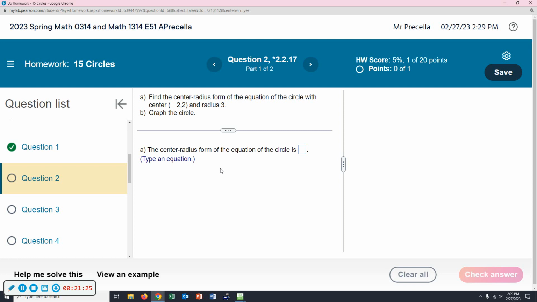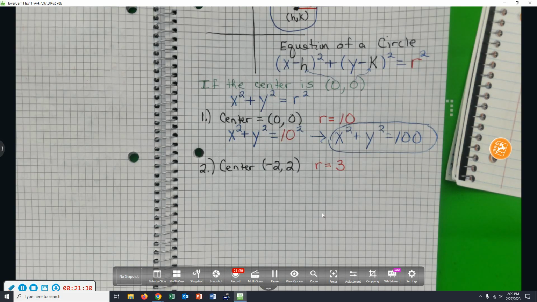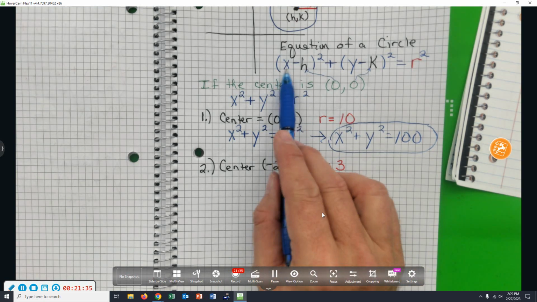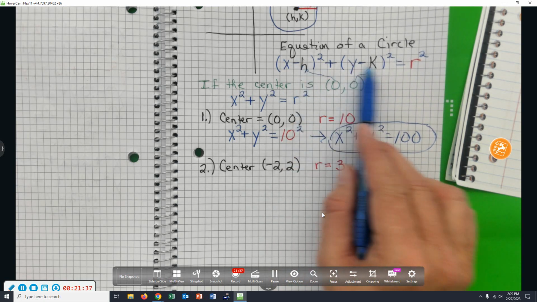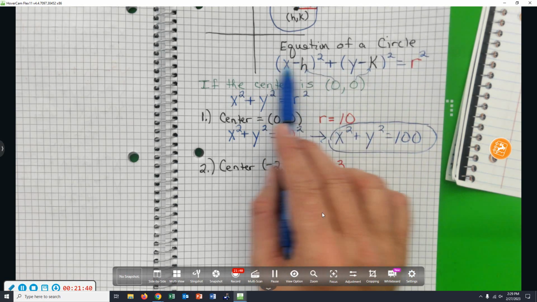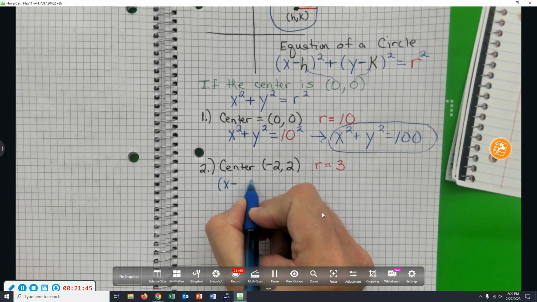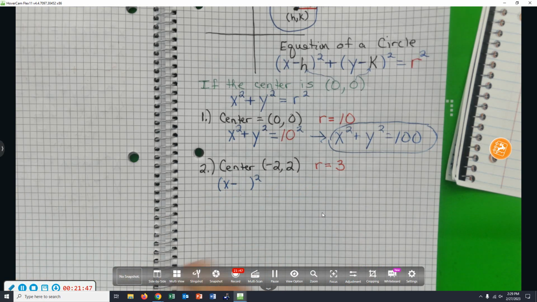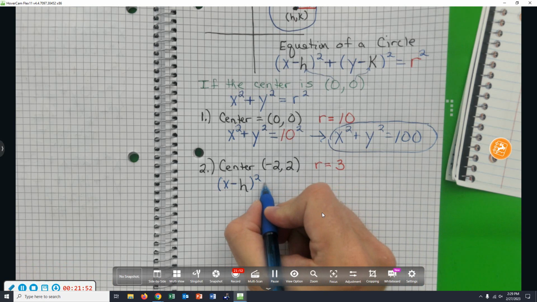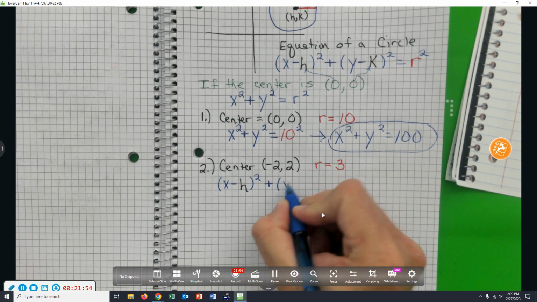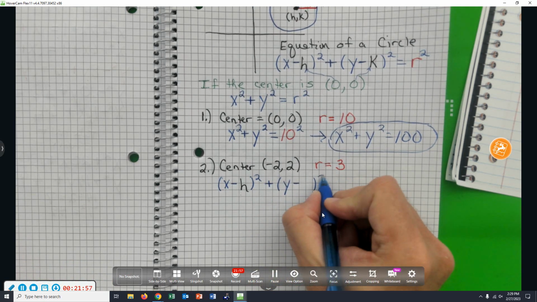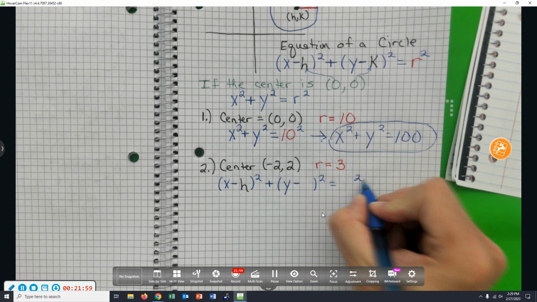So the first thing we'll do is write the equation. Well, since the center is not 0, 0, we're going to have some parentheses in the equation. I'm going to recopy this equation right here. The x minus h squared plus y minus k squared equals r squared.